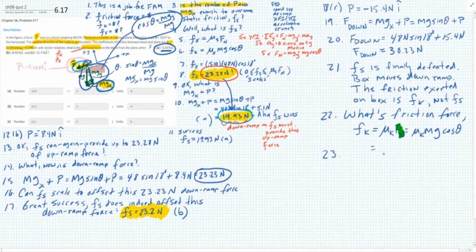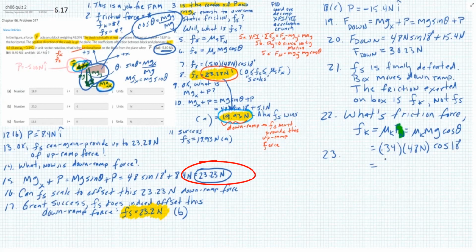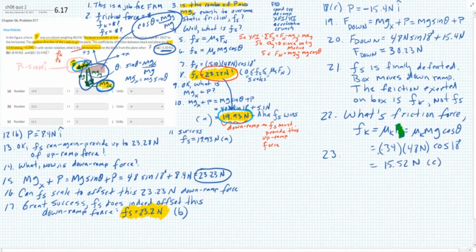Okay, so now just plug in numbers and you'll be done with part C. I've got mu sub K, which is 0.34, no units, times mg, which is 48 newtons, times cosine of 18 degrees. And this is the friction force, which happens to be kinetic friction. 0.34 times 48 times cosine of 18 is 15 and some change, 15.52 newtons. That's the answer to part C.